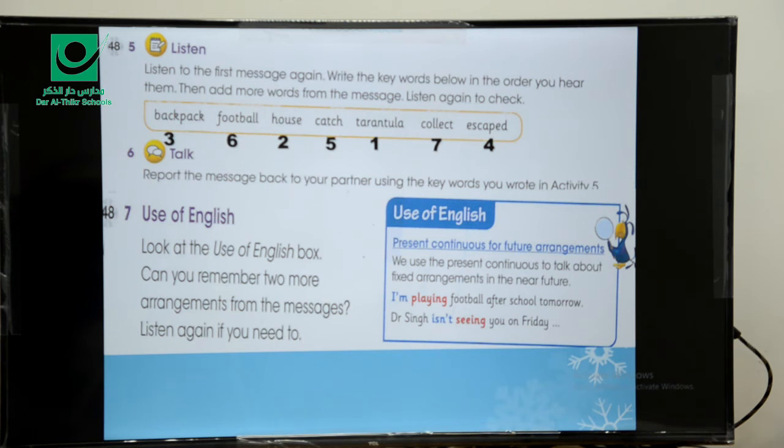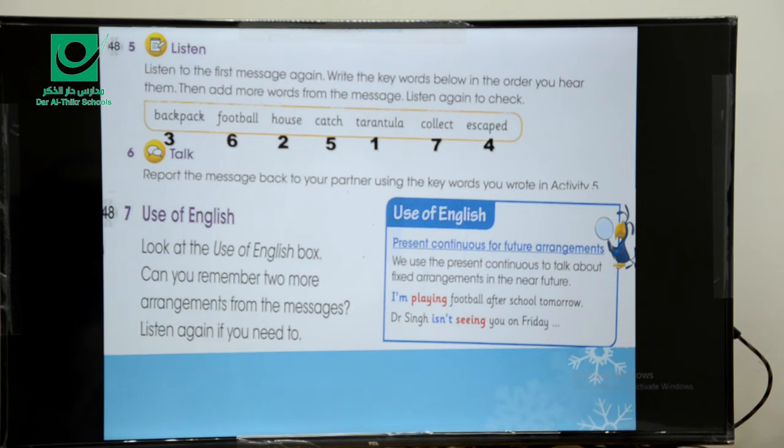We use the present continuous to talk about fixed arrangements in the near future. For example, I am playing football after school tomorrow. See, so this is a fixed arrangement. Maybe I agreed with my friends that at this time tomorrow we are going to play football. So we say I am playing.